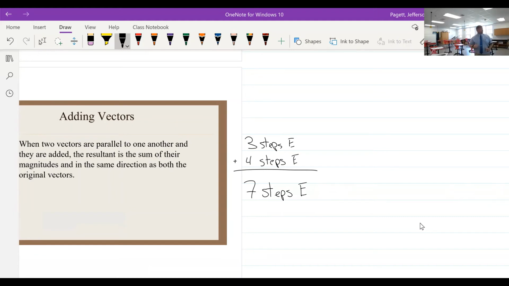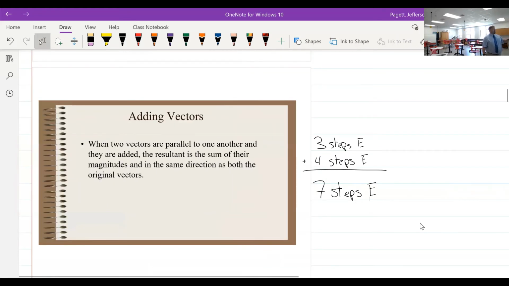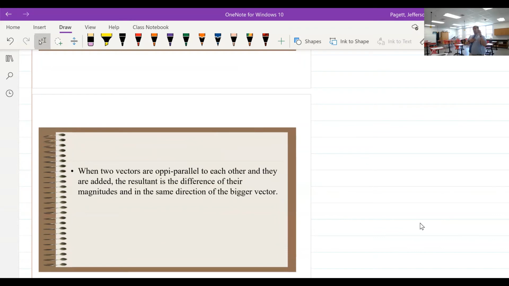We'll practice this tomorrow. However, if 2 vectors are epiparallel. Now, this is a term that I made up. This is probably not going to be found in any dictionary. But when I say epiparallel, that means these vectors are still parallel lines. It's just they are now in opposite directions. So that's like the second example I did, where I went 3 steps east plus 4 steps west.